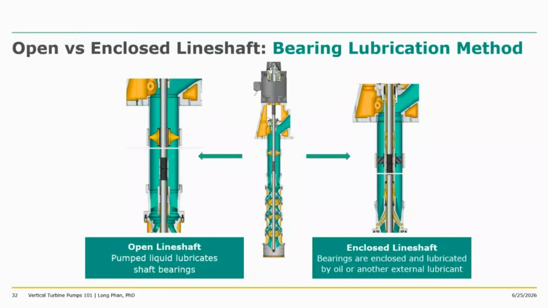Now let's look at the difference between an open versus an enclosed line shaft within line shaft vertical turbines, right? The key is the bearing lubrication method. On your left side, you have an open line shaft. The pump fluid lubricates the shaft bearing because it's open to the moving fluid. On the right side, you have the enclosed line shaft. The key difference is the bearings are enclosed within a tube assembly, and lubricated by oil as it drips through this shaft, or by another external lubricant.